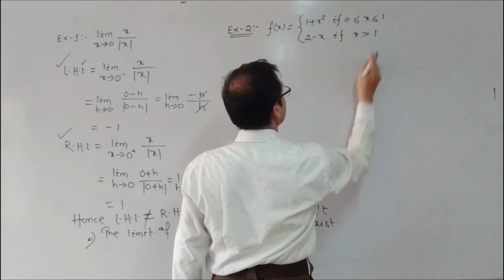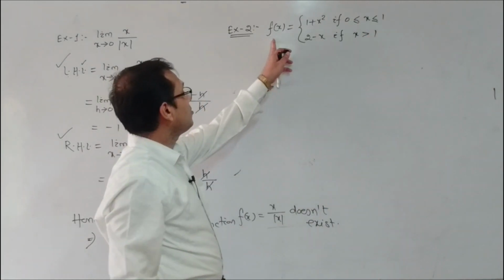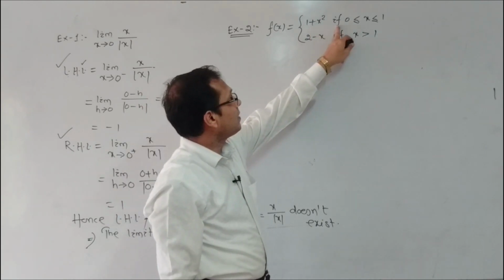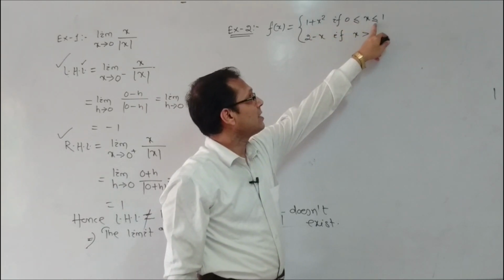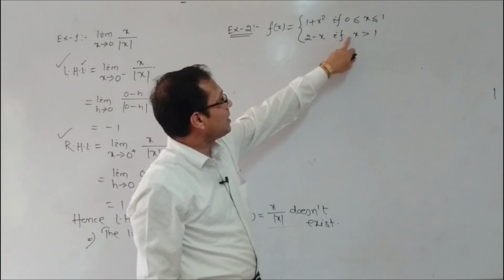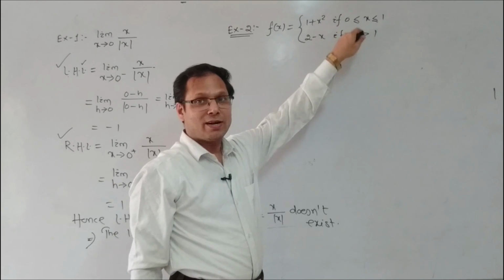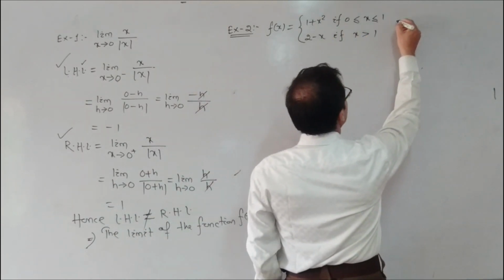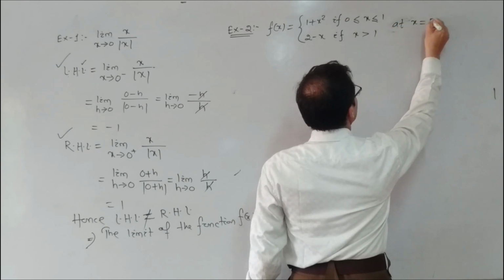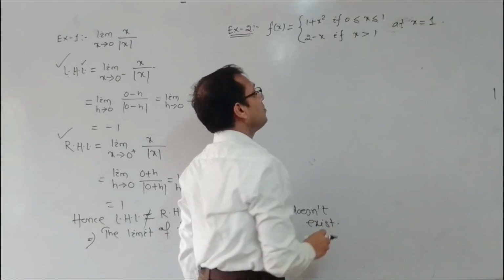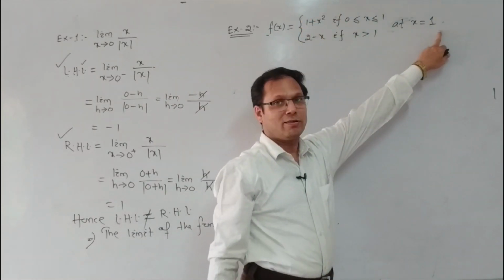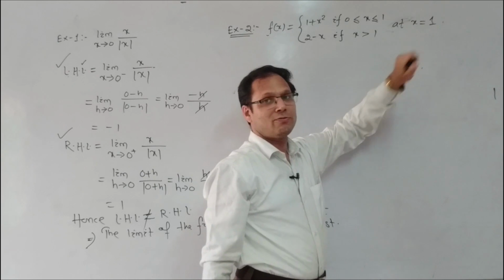Here x is greater than 1. You see, example 2 is given: f(x) is equal to 1 plus x square if 0 is less than or equal to x less than or equal to 1, and the value of f(x) is equal to 2 minus x if x is greater than 1. That means you have to check at x is equal to 1 whether the limit of this function f(x) exists or not. That means the value of a is equal to 1.